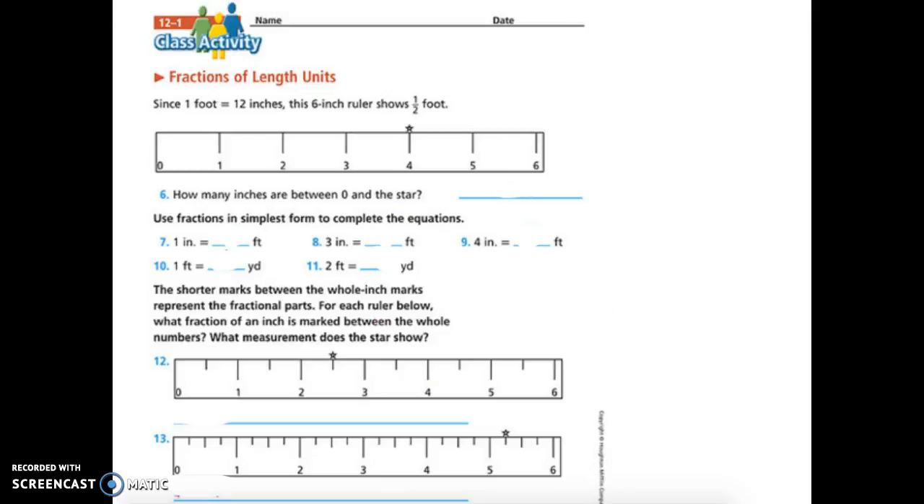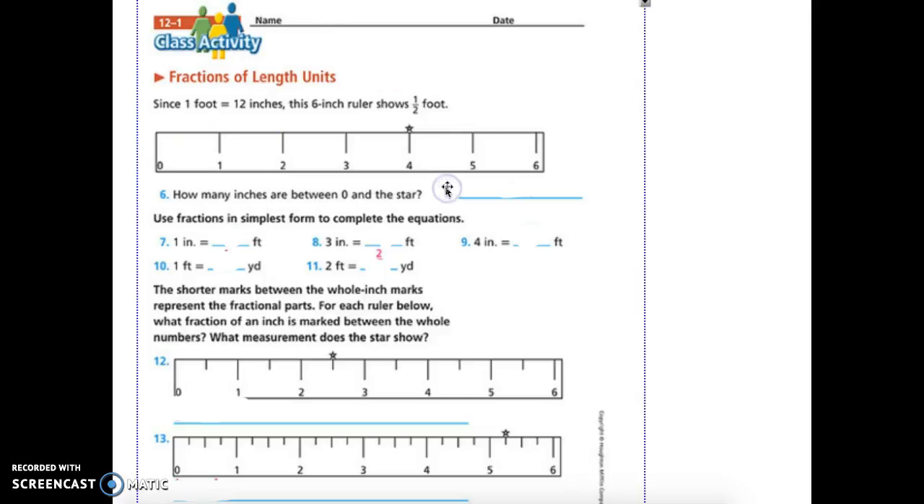All right, next we're going to look at fractions of length units. First off, we know that 1 foot equals 12 inches. And this 6-inch ruler shows half a foot. They couldn't fit the whole 12-inch ruler on here, so they split it in half. So this is half of a foot. It says how many inches are between 0 and the star? So we can count 1, 2, 3, there are 4 inches between 0 and the star.